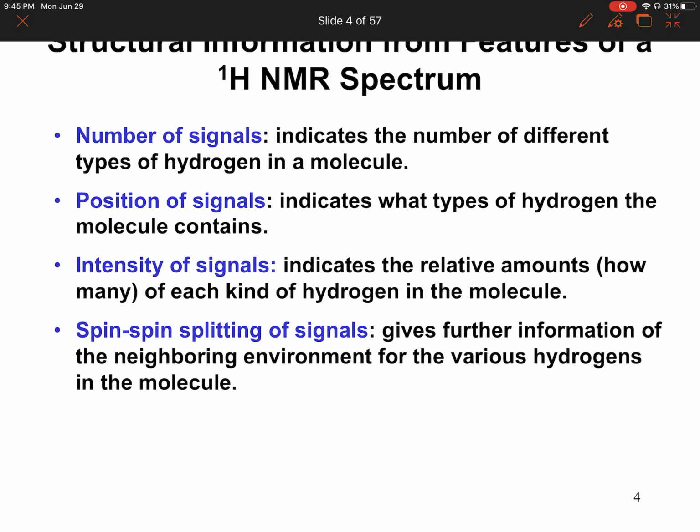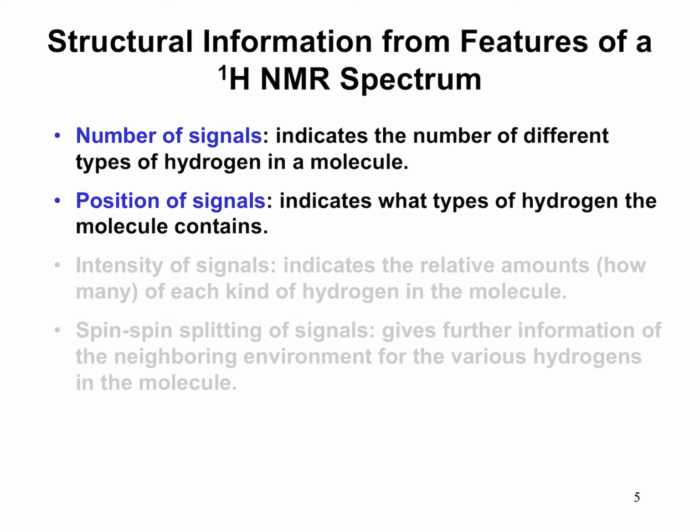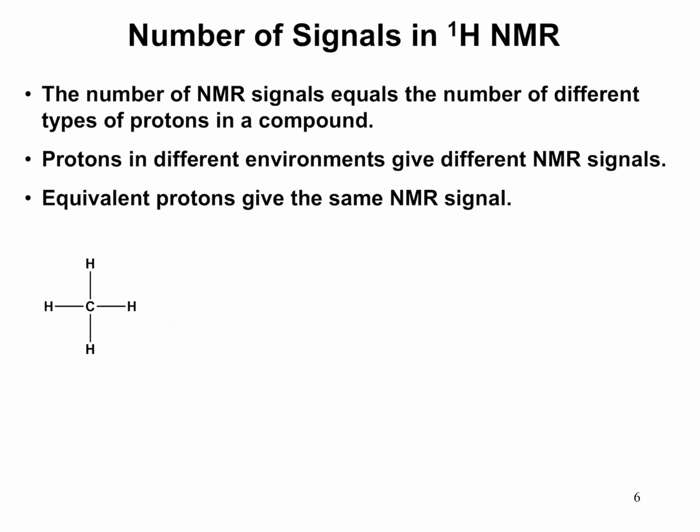All right, so the next thing that we're going to discuss here are the different features of an NMR spectrum, and that is going to be the number of signals, the position, where do they show up, the intensity, how strong are those signals, and then spin splitting, what do those signals look like? So those are the four concepts that we're going to talk about today. Let's start with the first two. Let's start with the number of signals.